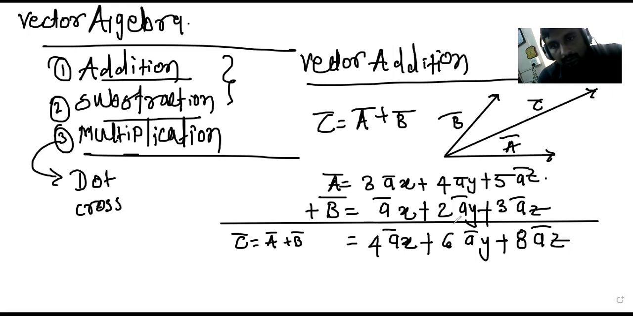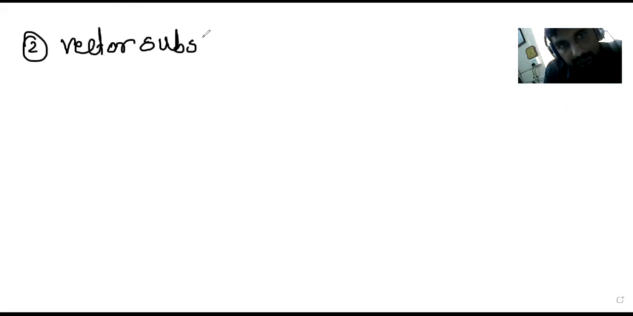So this is what about vector addition. In the same fashion, you can perform the vector subtraction also, just by considering the coefficients. So I can write here, second type in this is vector subtraction.